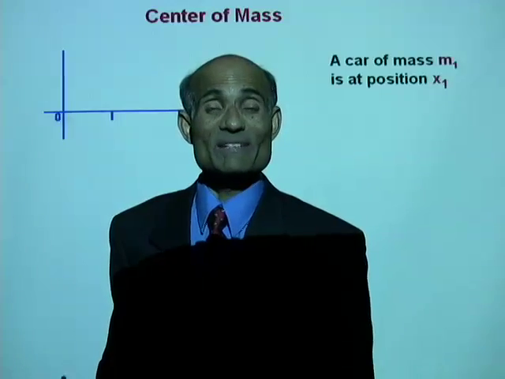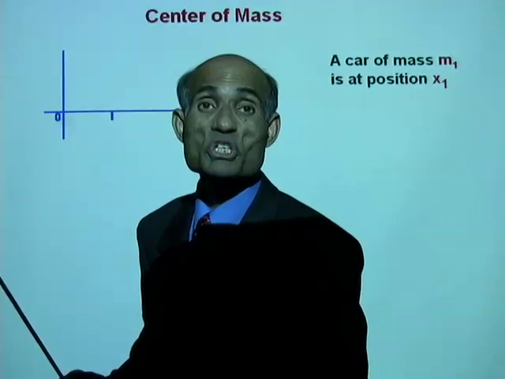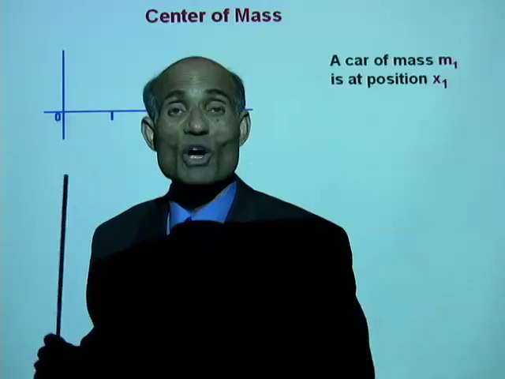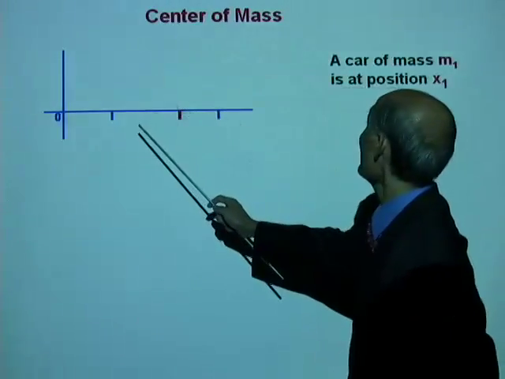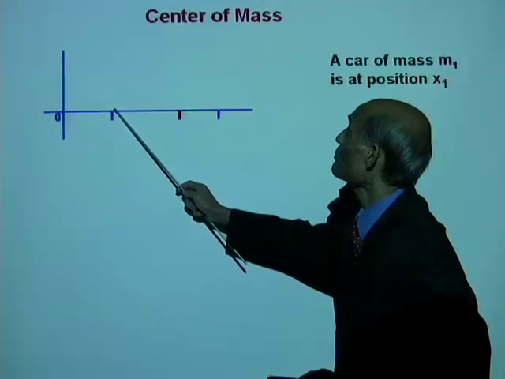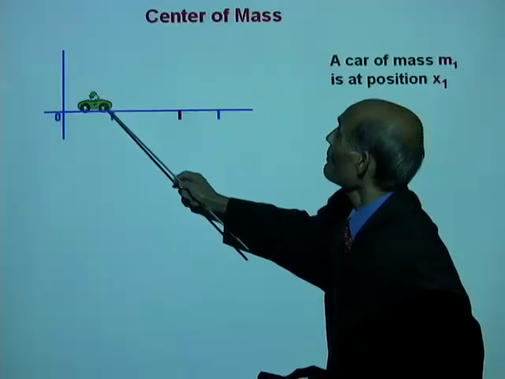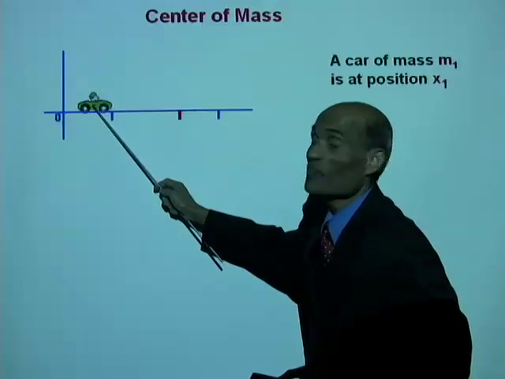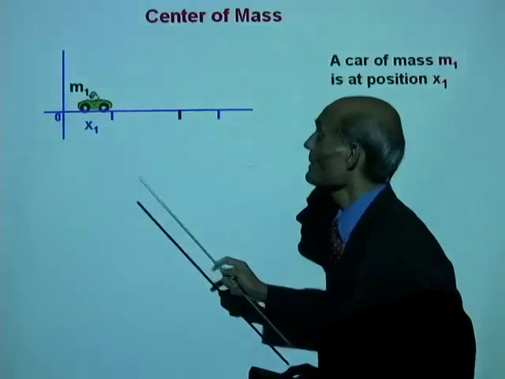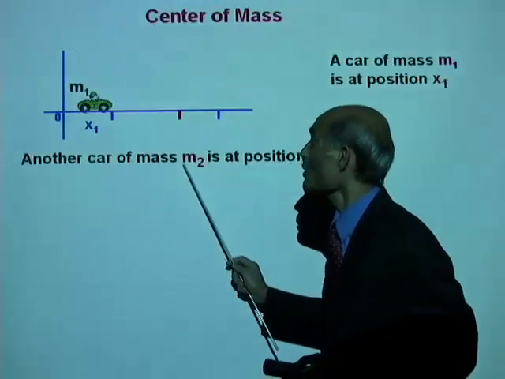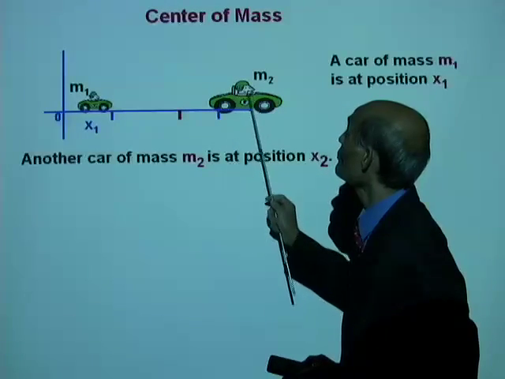We will now look at the positions of two cars and how to determine the center of mass of the two cars. Well, a car of mass m1 is at position x1. Well, let's bring the car. This is the car of mass m1 at position x1. And another car of mass m2 is at position x2.